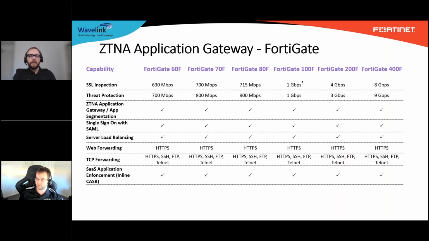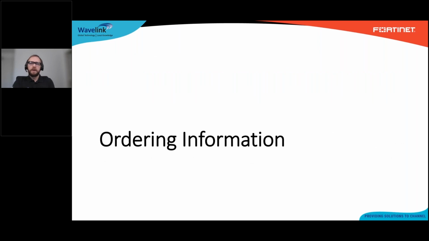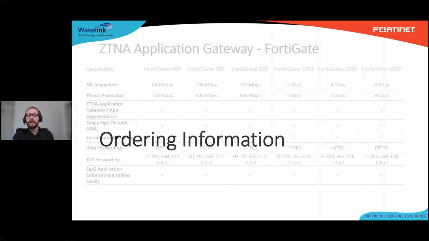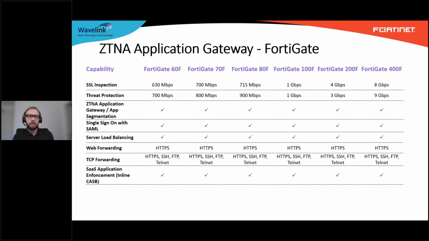All right, so I'll give you a little bit of information about ordering, such as what the applicable devices are and the licenses that you should be looking at. So the first component we want to look at is the ZTNA Application Gateway, which of course is the FortiGate. Now, as we talked about, one of the great benefits of Fortinet's ZTNA solution is that there's no additional licensing to actually use the ZTNA solution.